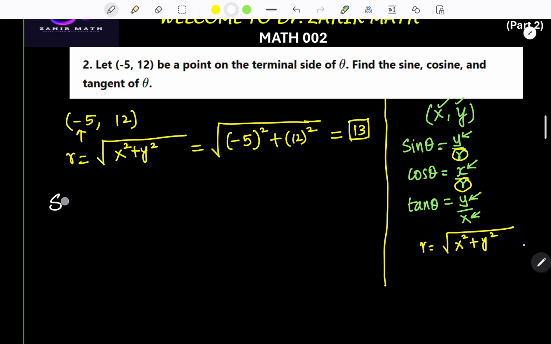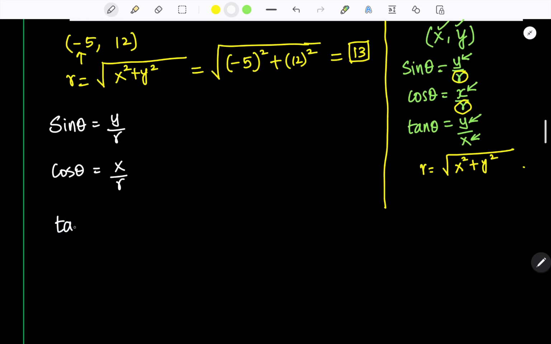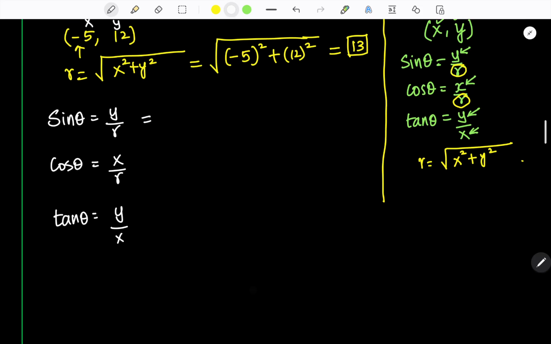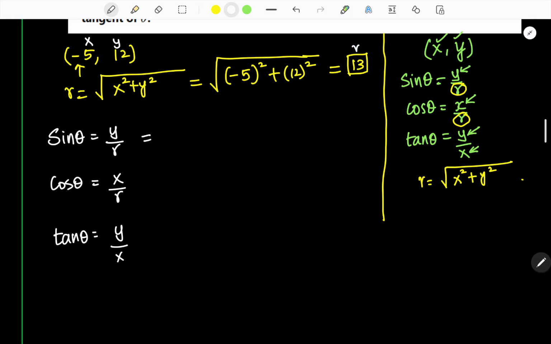Let's write sine theta, which is equal to the formula, which is y divided by r. Cosine theta, which is equal to x divided by r, and tan theta is equal to y divided by x. Alright. So this is your x and this is your y. So this is equal to y divided by r and this is your r. So 12 divided by 13, x is negative 5 divided by 13 and tan is 12 divided by negative 5.